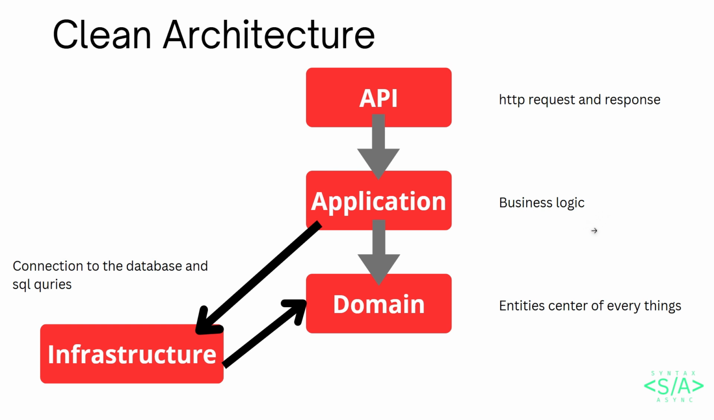The infrastructure layer handles the connection to the database and translates the code we write into SQL queries. So the API does not have any dependencies on either the domain or the infrastructure project.